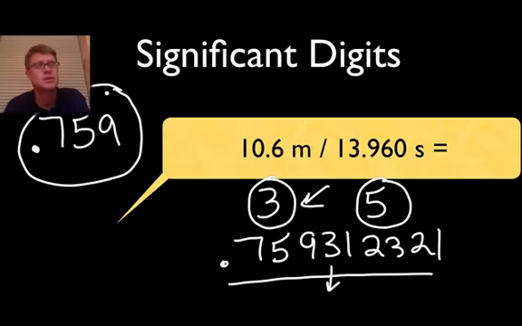So that's how you do significant digits. The best way to get better at doing significant digit problems is to just practice them until you eventually get it right. And so I hope that's helpful. And always come ask for help if you get lost.